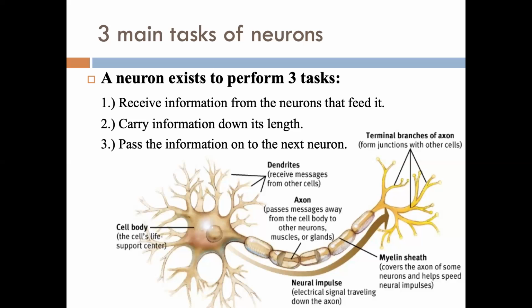Number 2, carry information down its length. As you can see, there's a one-way highway down the axon. As it's being processed in the nucleus, it's being sent down the axon just one way. It can't come back. And then number 3, pass the information on to the next neuron. As the information is passed down the axon to the axon terminals, it's connected to another neuron through their dendrites, and that information is going to be sent. We'll talk about synapses tomorrow and how neurons connect and send information back and forth to each other.